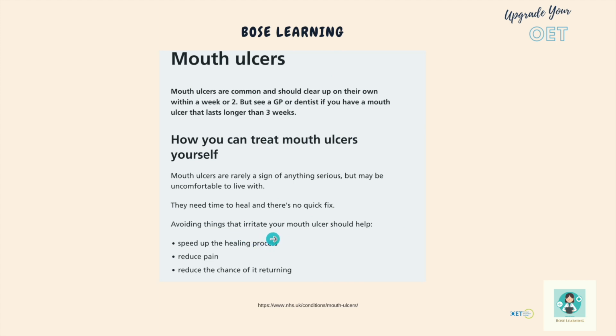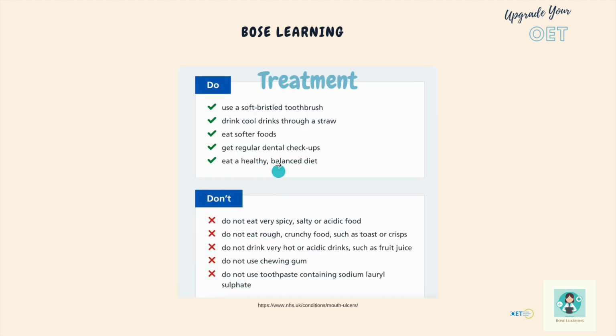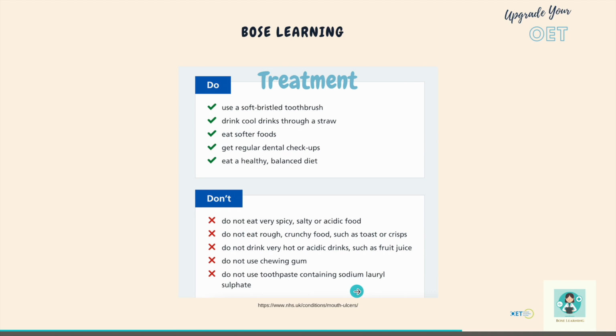Avoid things that irritate mouth ulcers, which will help speed up the healing process, reduce pain, and reduce the chance of it returning. So, some examples you can give of do's and don'ts to your patients. Use a soft, bristled toothbrush, drink cool drinks through a straw, eat softer foods, get regular dental checkups, and eat a balanced diet. Don't eat very spicy, salty, or acidic food if that creates problems for you. If your food is too rough or crunchy, such as toast or crisps, it might be an irritant. Don't drink very hot or acidic drinks. Don't use chewing gum. And don't use toothpaste containing this ingredient here.